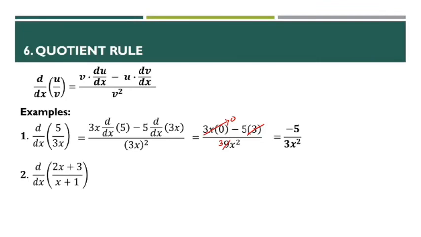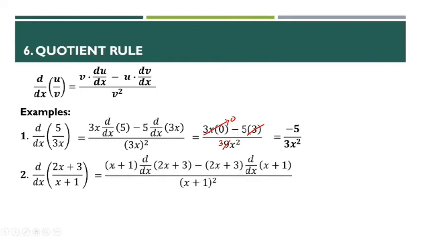Number 2, we have the derivative of 2x plus 3 over x plus 1. So following the quotient rule, we have x plus 1, the high is derivative of 2x plus 3, minus high 2x plus 3, below, or the derivative of x plus 1, all over lolo, or x plus 1 squared.